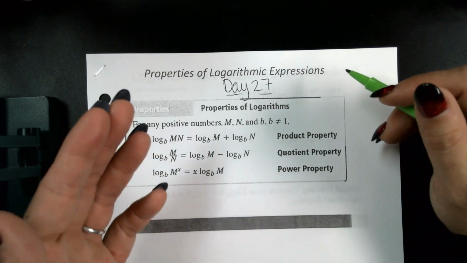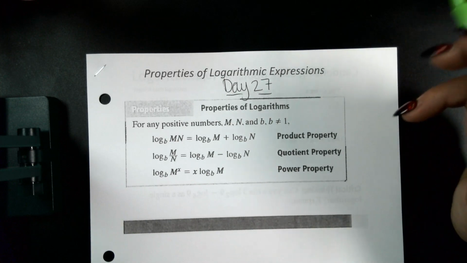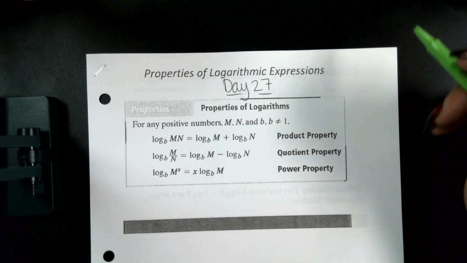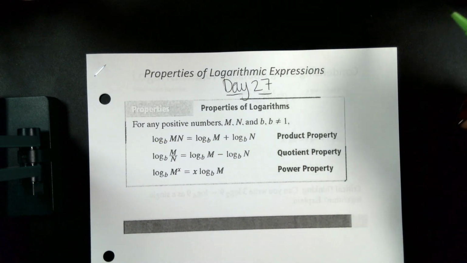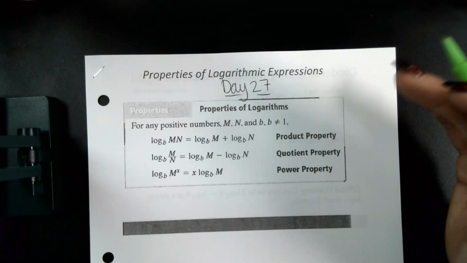Like in multiplication, 4 times 5 is the same as 5 times 4. It's the same thing with addition. 4 plus 5 is the same as 5 plus 4. So multiplication and addition typically have the same rules, same properties, just like subtraction and division do. So it would make sense.